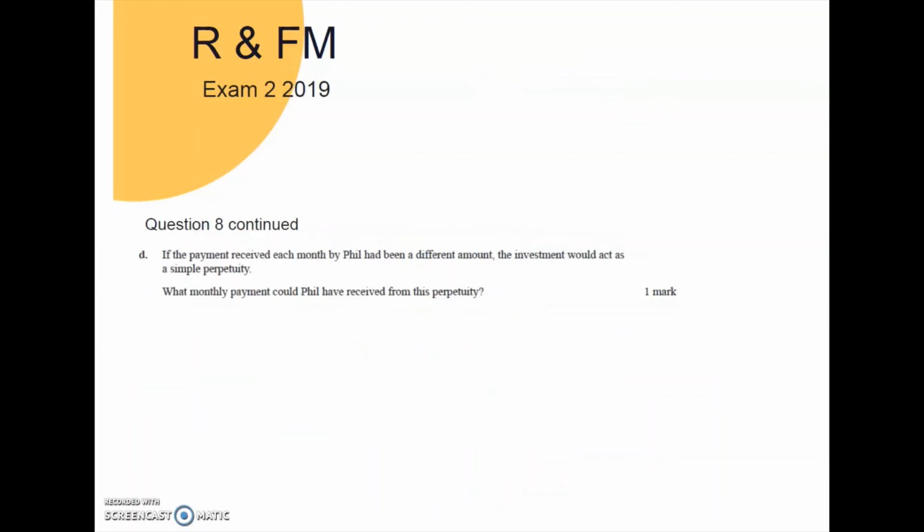Okay, so this is continuing on from Phil in question 8. If the payment received each month by Phil had been a different amount, the investment would act as a simple perpetuity. Okay, so what would be the monthly payment if this was a perpetuity?